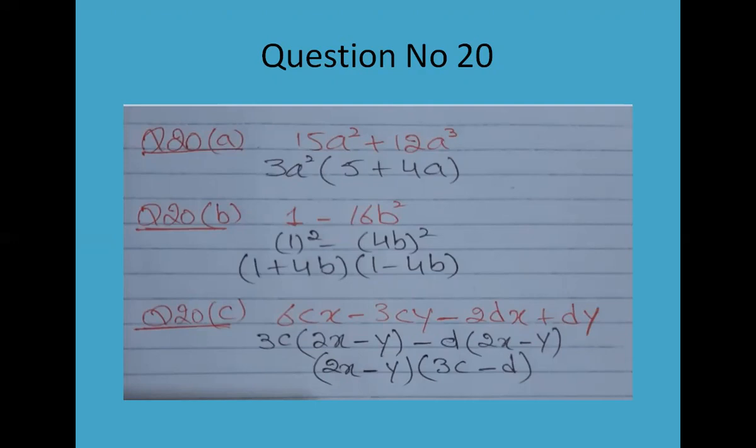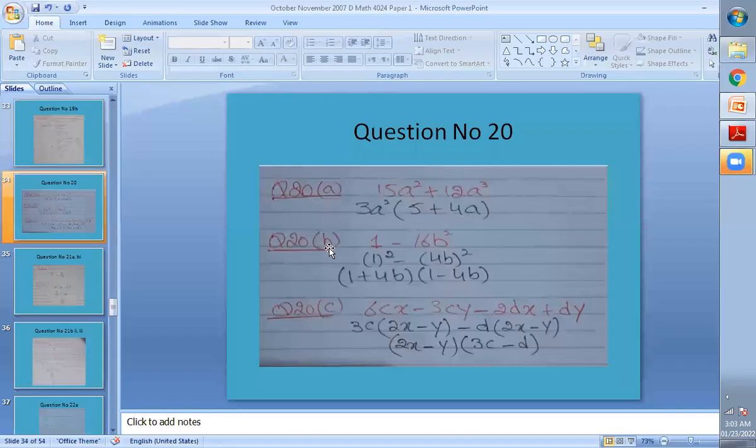Now, question number 20 and the C part here, the expression given is 6cx minus 3cy minus 2dx plus 2dy. So from the first 2 terms, I can take 3c common. So you are left with 2x minus y inside the bracket. From the last 2 terms, I can take minus d common. So you are left with 2x minus y. So now 2x minus y can be taken as common. So in one bracket, you will have 2x minus y, and in the other bracket, you will have 3c minus d. So this is how you will do question number 20, factorization. The topic is very simple and straightforward.